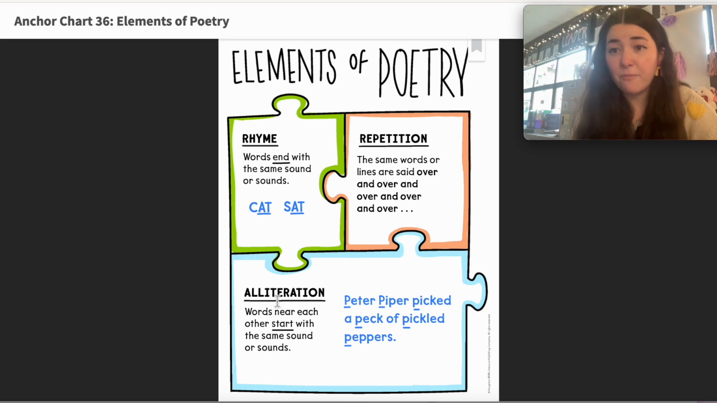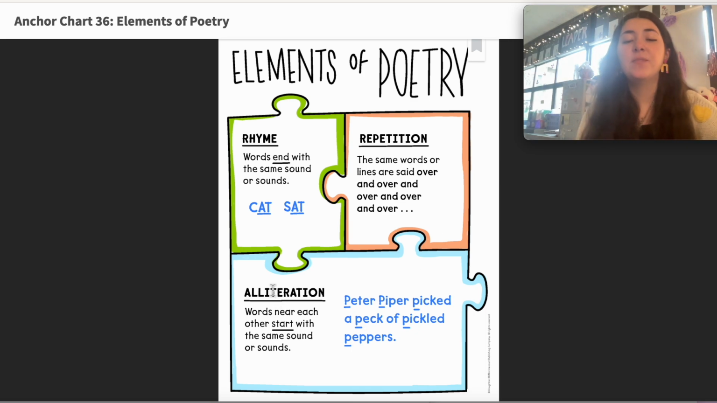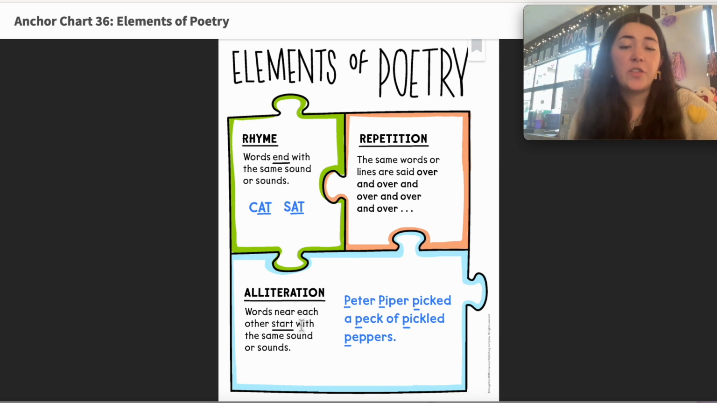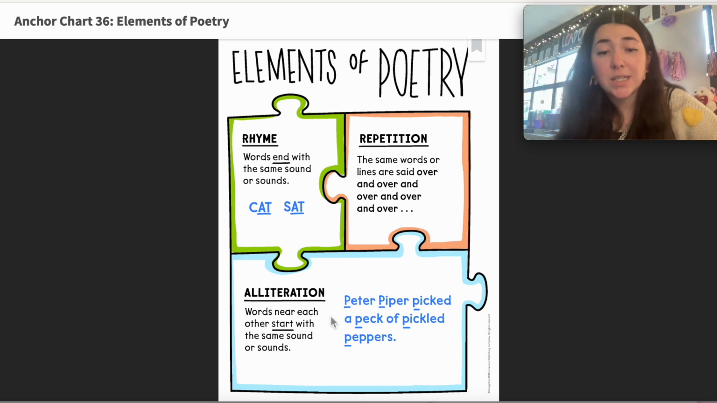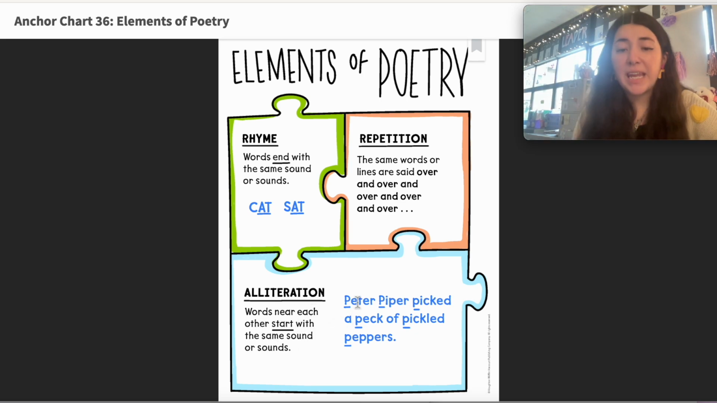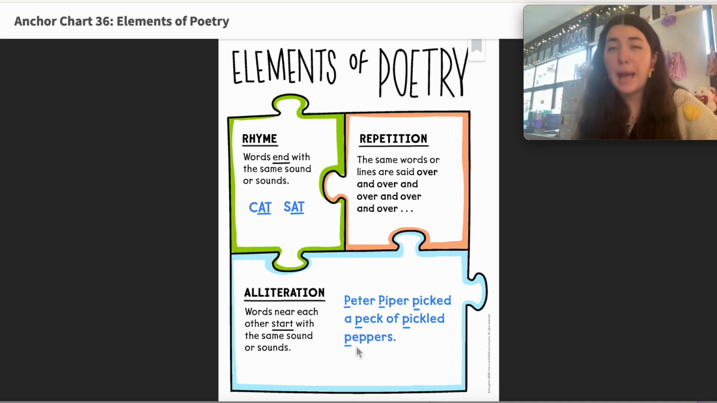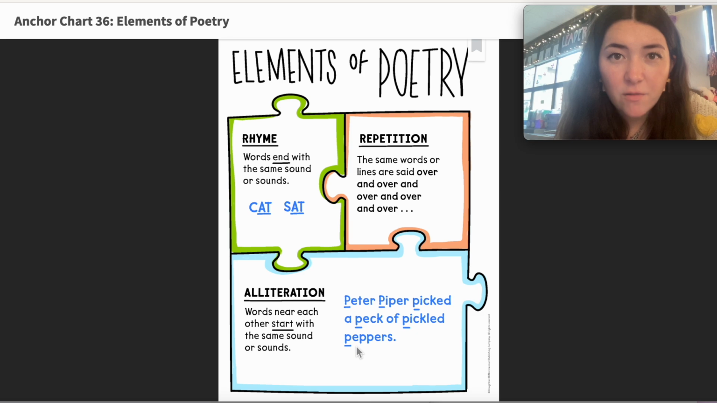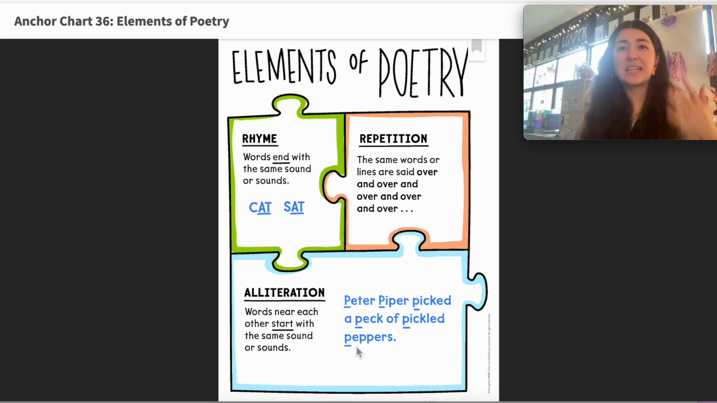And then a lot of poems also have alliteration. Words near each other start with the same sound or sounds. So for example, Peter Piper picked a peck of pickled peppers. Has a lot of what sound in it? That letter P. It's got alliteration because it's got a lot of words that start with that letter P.